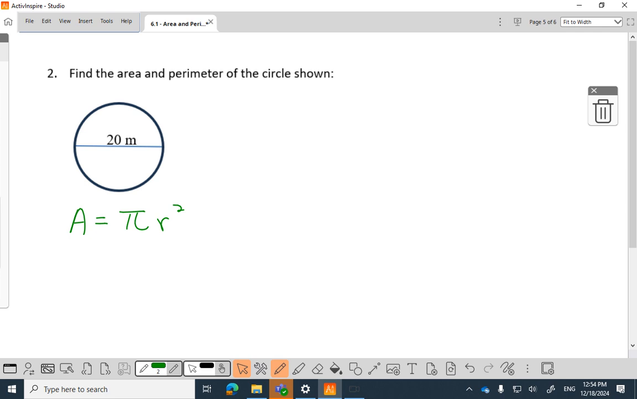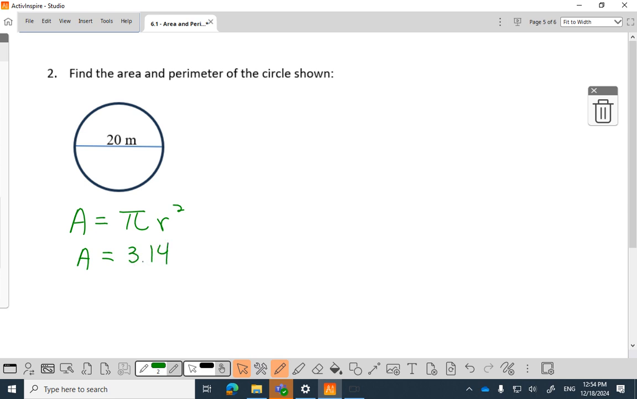Ready? Fuzzy Wuzzy was a bear. Area is pi r squared. Wait, you didn't know that rhyme when you were a kid? Fuzzy Wuzzy was a bear? Fuzzy Wuzzy had no hair? What is pi? Why is his name Fuzzy Wuzzy?